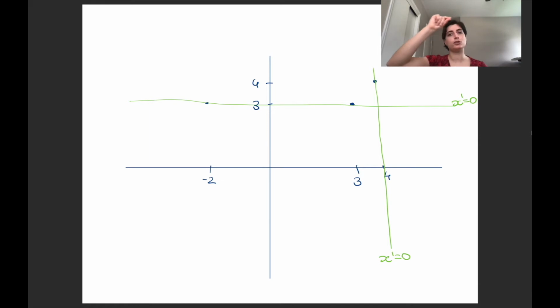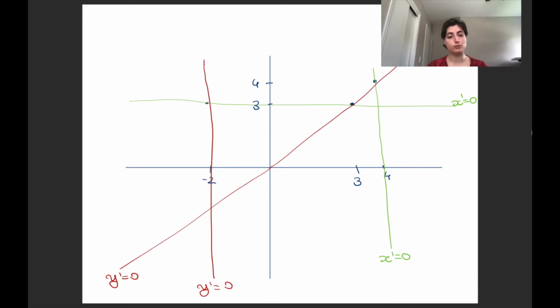That means that any point on this line has derivative of x equal to 0. Any point on these two green lines only moves vertically, because y prime might not be 0. We don't know if it's positive, negative, or whatever. But we know that x prime is equal to 0. So the only direction in which we could potentially move is the vertical direction. In the horizontal direction, we cannot move because the derivative in the horizontal direction is equal to 0.